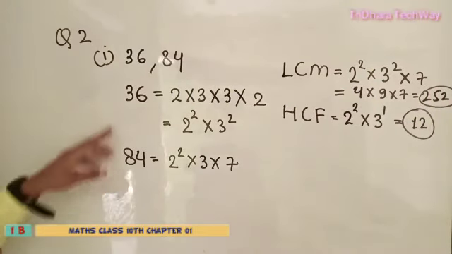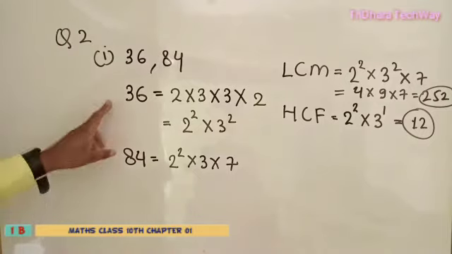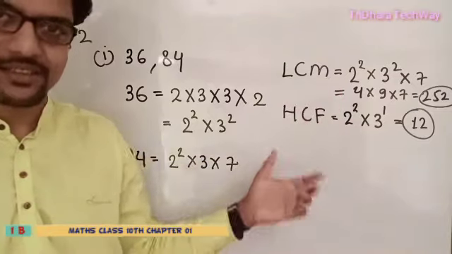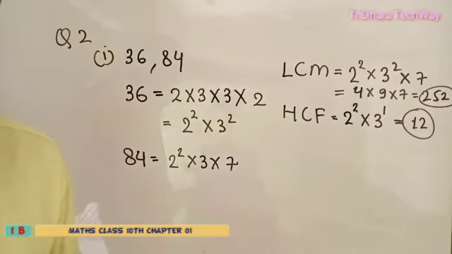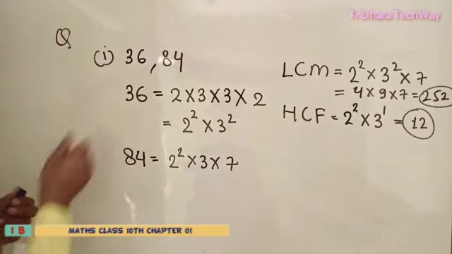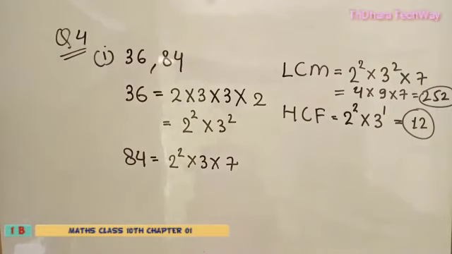I think you are getting how you can find the HCF and LCM value of any two numbers or any three numbers with the help of the prime factorization method. Okay. One more question from question number 4. This question was question number 4. Now, one more question.